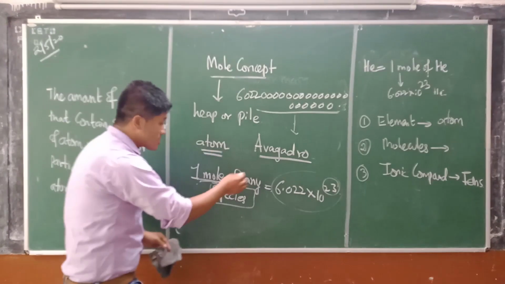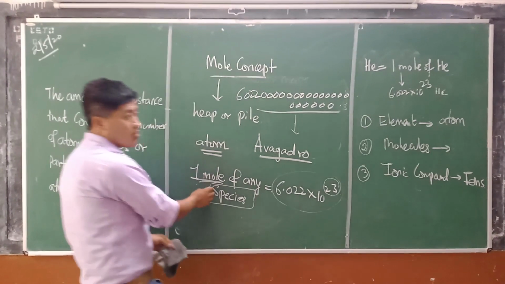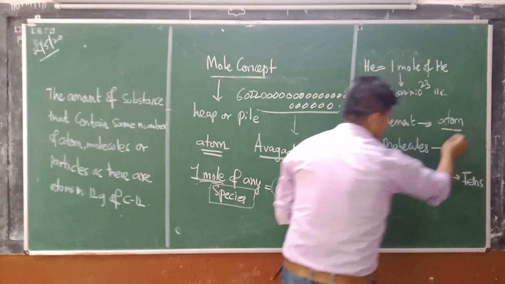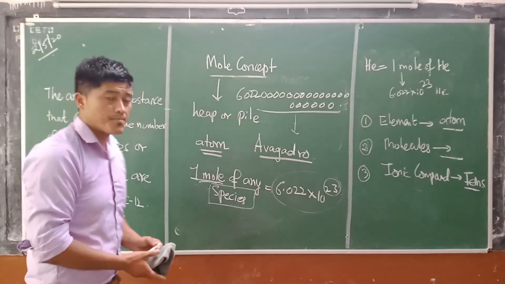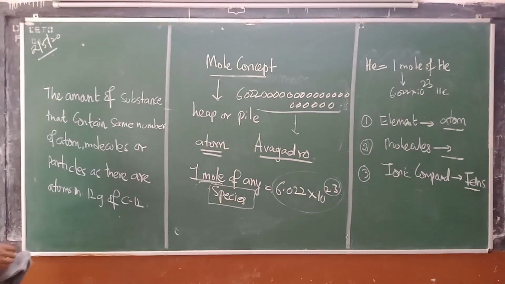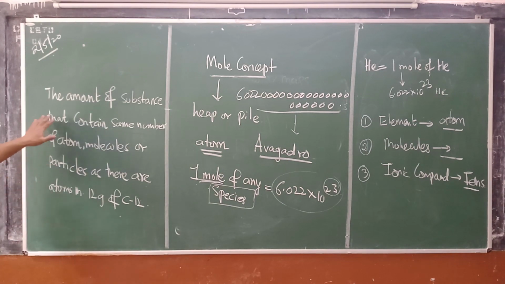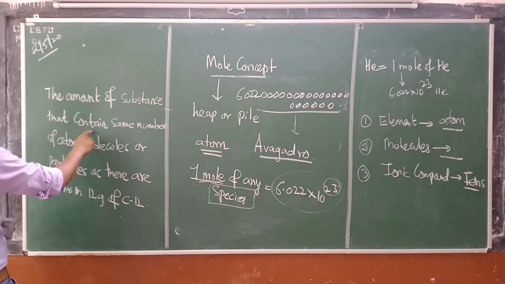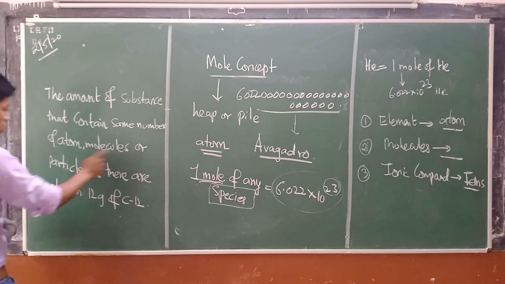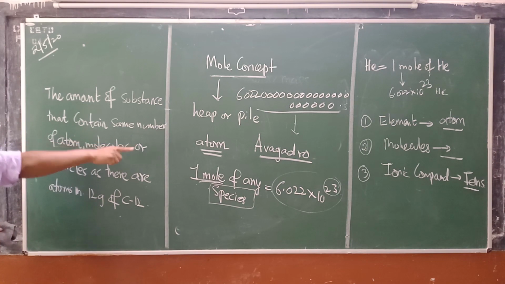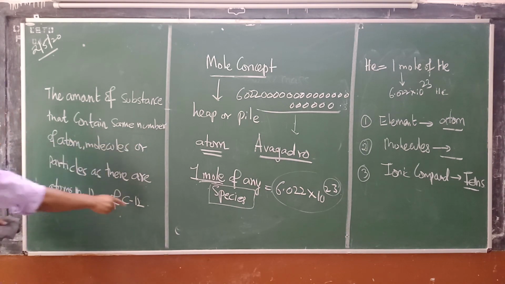That is a number. But 1 mole of what? It could be atoms, molecules, or ions also. So I have written the scientific definition of mole here: the amount of substance that contains the same number of atoms, molecules, or particles, could be ions, as there are atoms in the carbon-12 isotope.